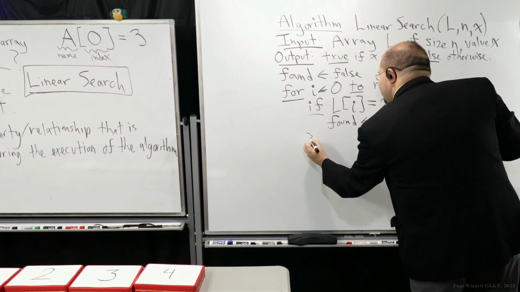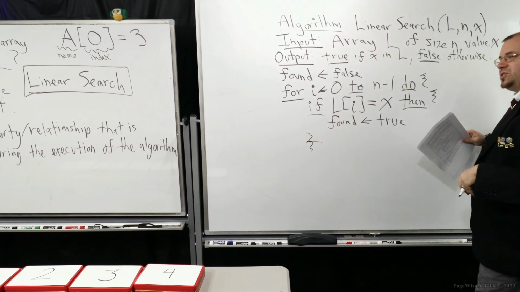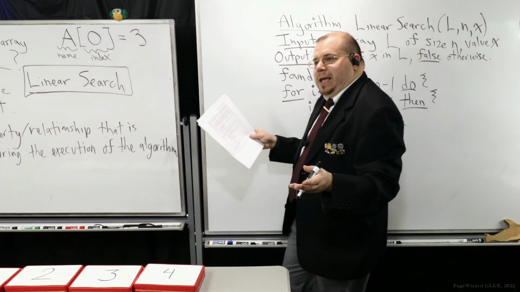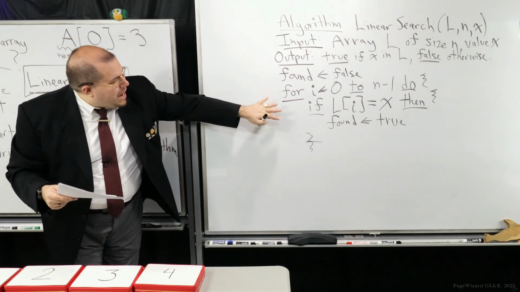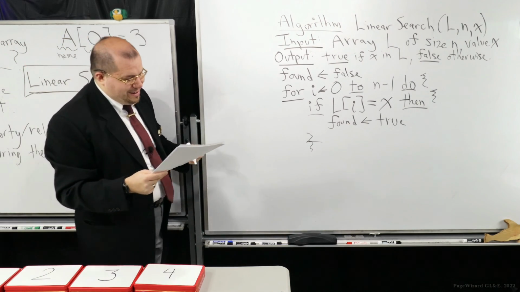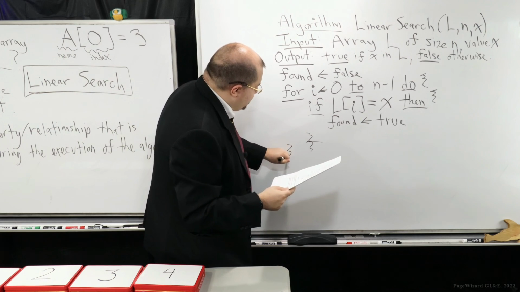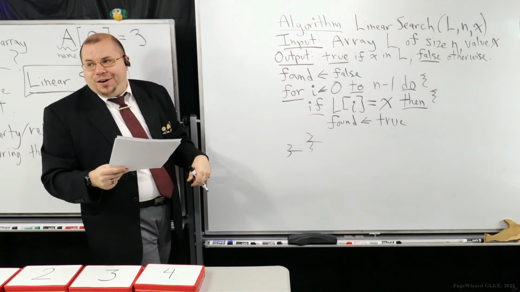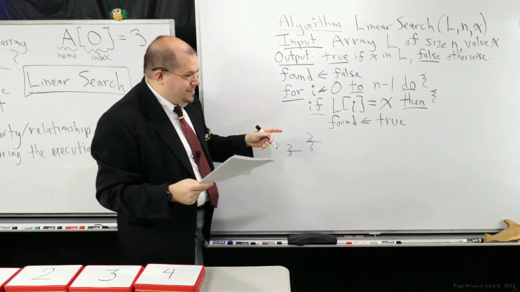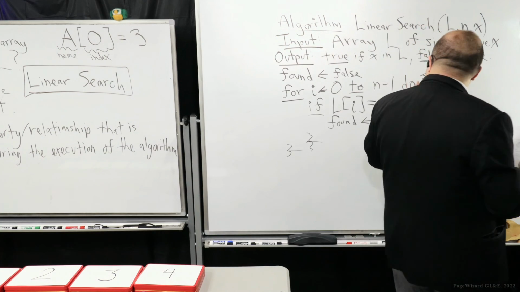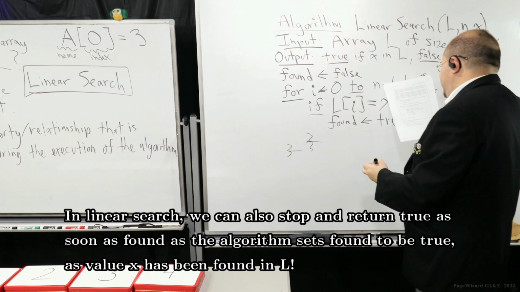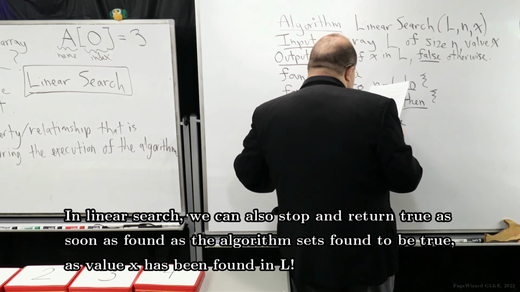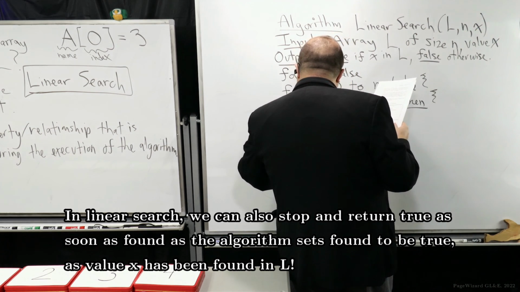Now keep in mind, suppose that x occurs in multiple spots in this array. It wouldn't make any difference. It will stay true. It never sets it back to false. Just please take note of that. There's nowhere in this loop where it sets it to false again. So the minute it finds one instance of x, keep in mind x may appear multiple times, it doesn't make any difference. Then after, we just return what found is.